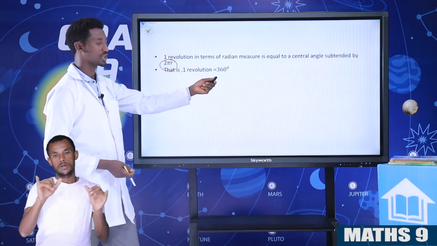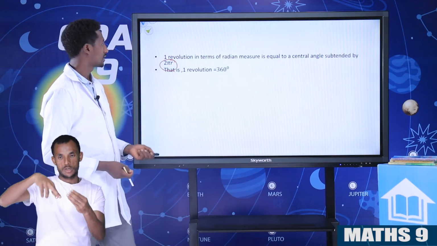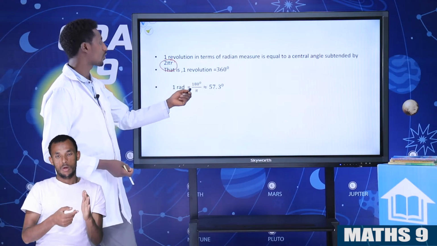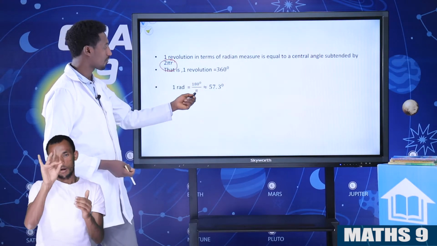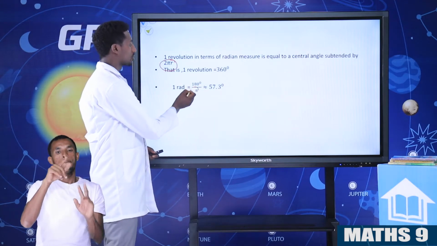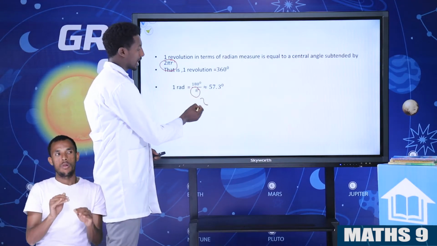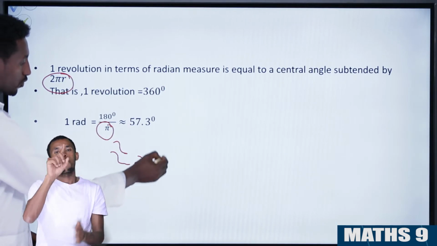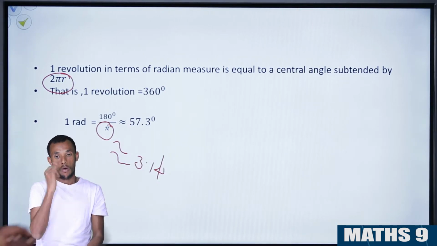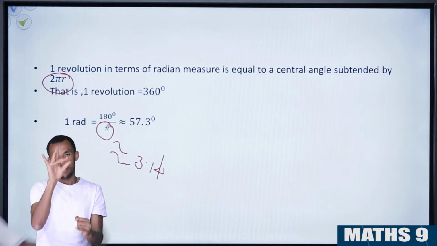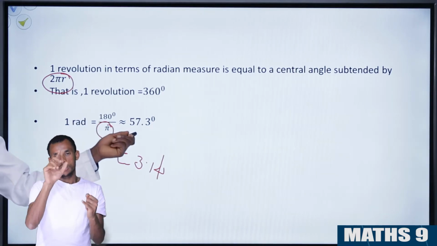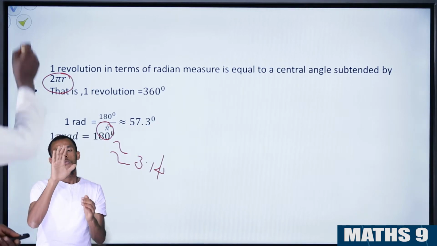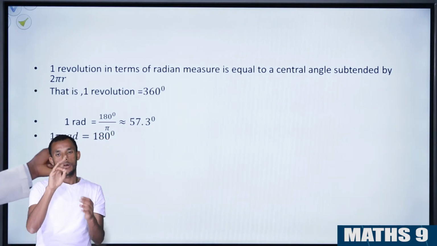Here we need to find how to relate angle with radian measure. One revolution equals 360 degrees. One rad equals 180 degrees over pi, and if you recall, the approximate value of pi is 3.14. So if you divide 180 degrees by pi, one rad equals 57.3 degrees.